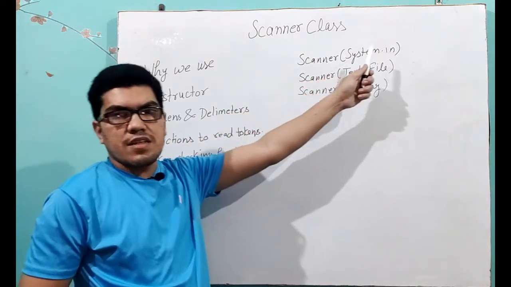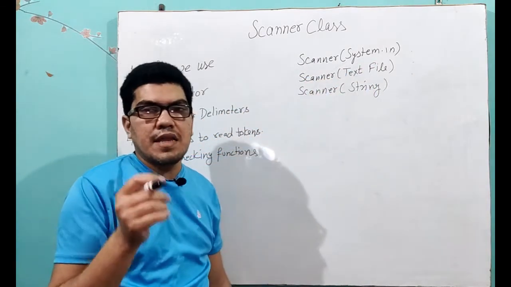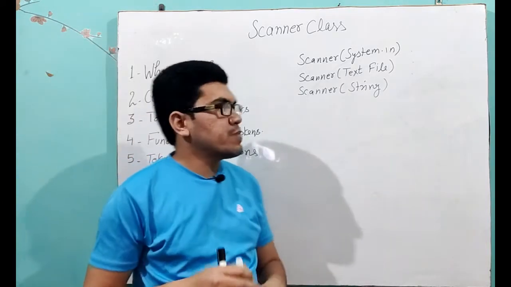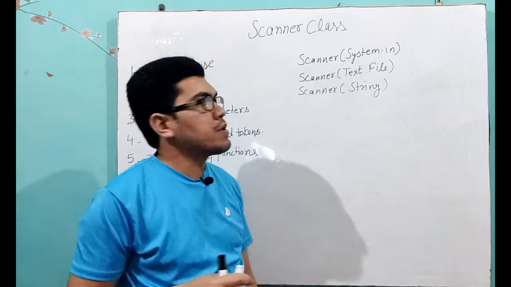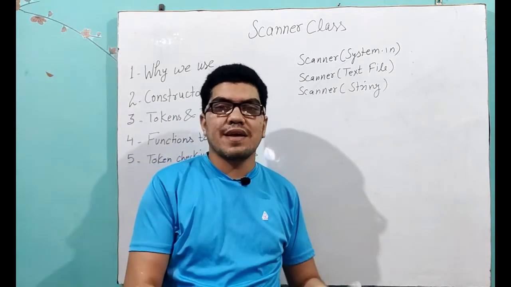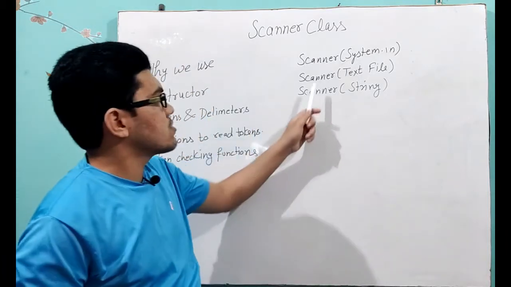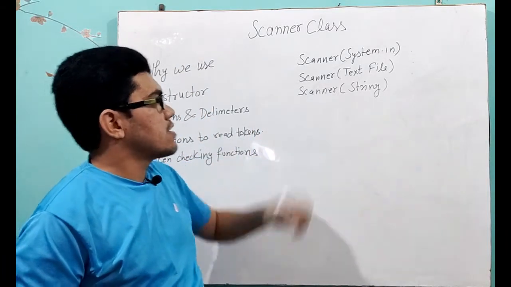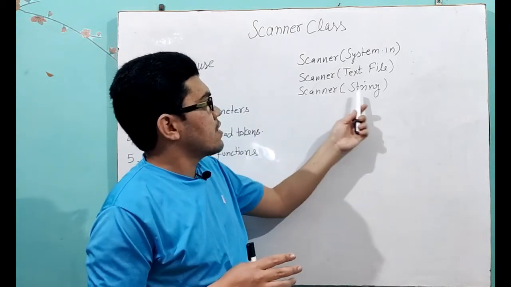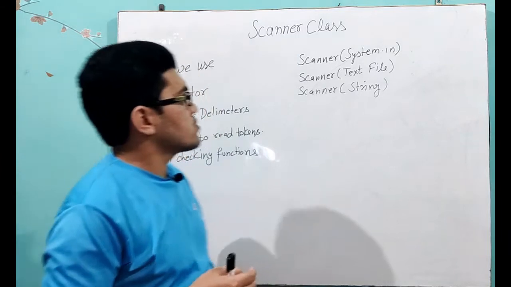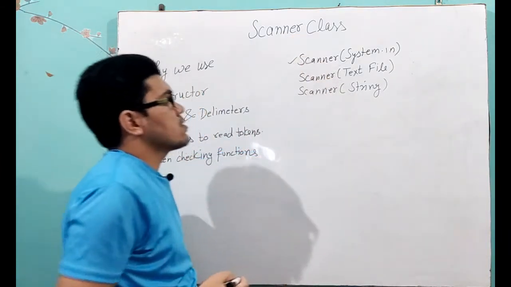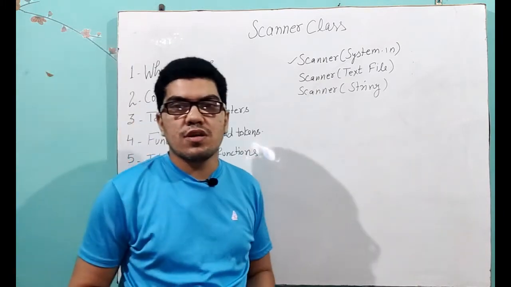The first constructor is used whenever we want to take input from the keyboard using the console, meaning this is for console based applications. The second constructor is used to read data from a text file, where we can also use the Scanner class. And the third one is just for reading a string. Okay students, so in this video I am going to talk about Scanner System.in.